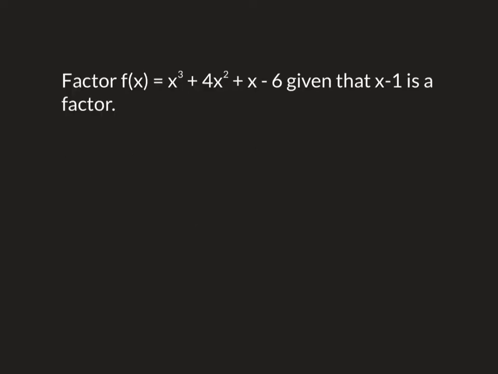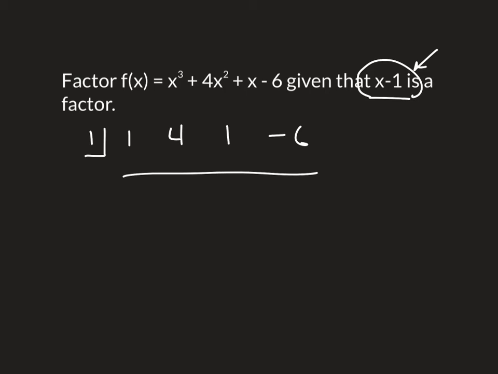All right, this one says factor that function given that x minus 1 is a factor. So if I give you one factor, you have to find all the rest of them. Because this has an x with it, when I set my synthetic up, I'm going to actually put a 1 in, not negative 1. X minus 1, I'm going to put the opposite. If it's a factor, that means when I divide this, I'm going to get 0 for my remainder. So I'm going to bring the 1 down, multiply, add, multiply, add, multiply, add. And what that leaves me with is x squared plus 5x plus 6.